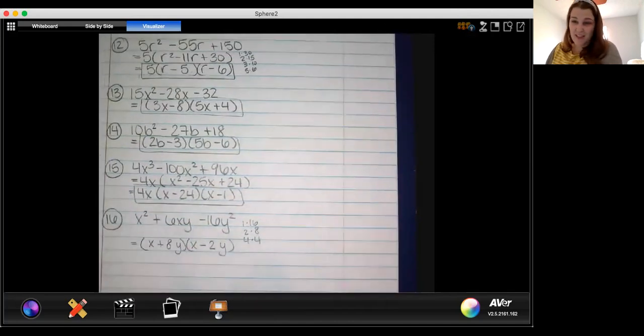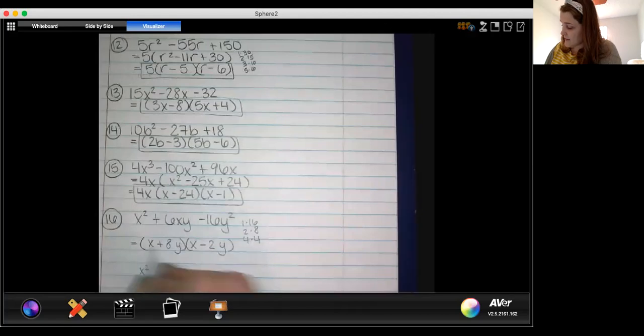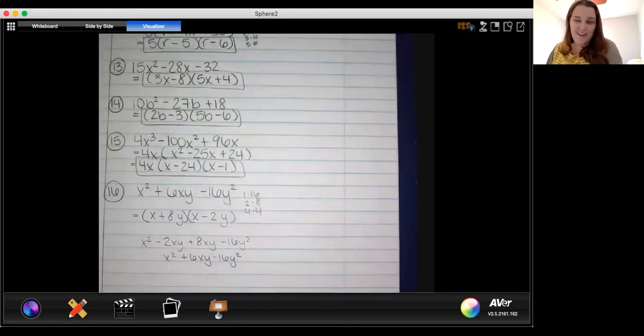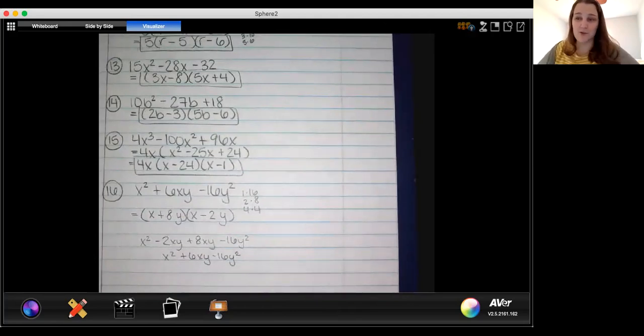And let me just show you again how that works with checking. X times x is x squared. X times negative 2y would be negative 2xy. 8y times x would be positive 8xy. And 8y times negative 2y would be negative 16y squared, which again would combine to our original problem. So again, factoring is a self-checking method. You should never get a problem wrong, unless you don't do it, or unless you don't check. Okay, good luck. If you have questions, let me know.